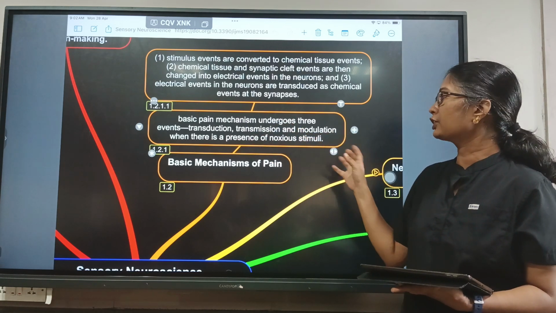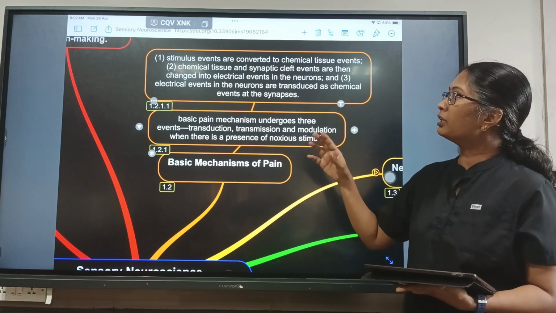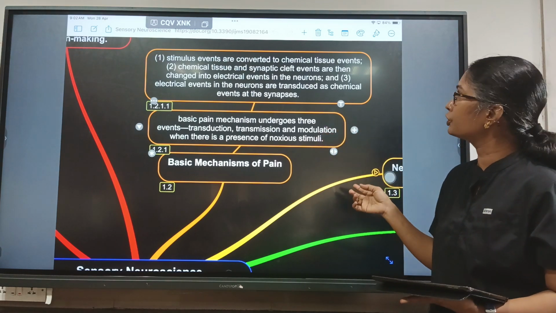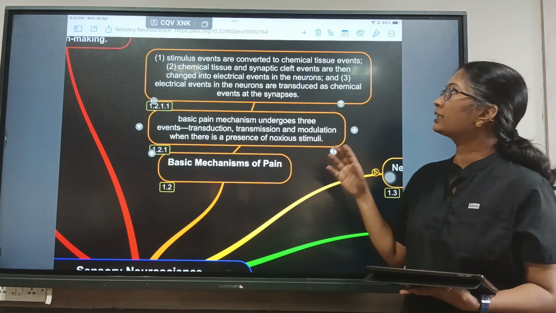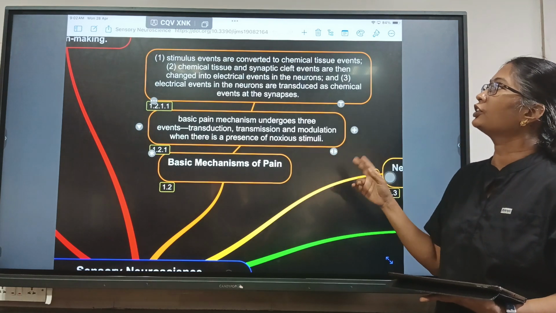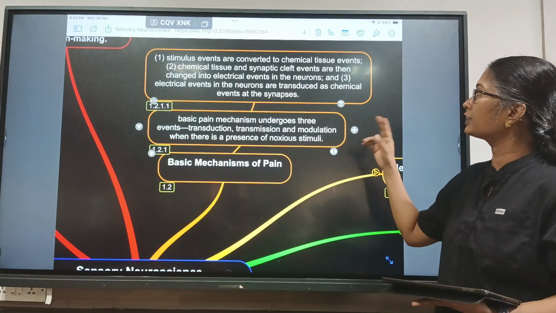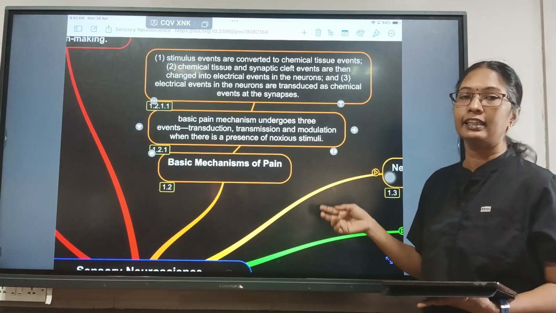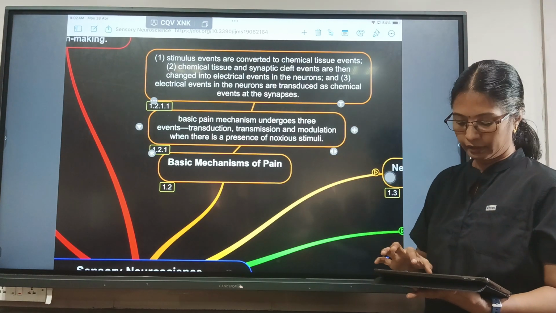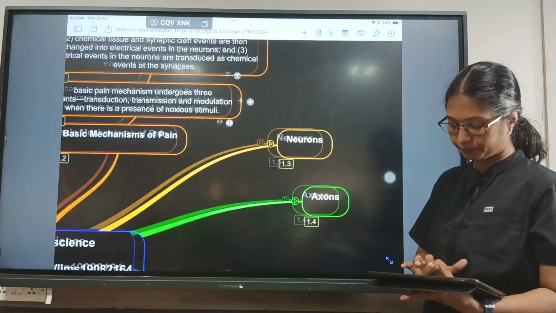There is a presence of noxious stimuli. The stimulus events are converted to chemical tissue events. The chemical tissue and synaptic cleft events are then changed into electrical events in the neurons, and the electrical events in the neurons are transduced as chemical events at the synapses. This is the mechanism of pain.